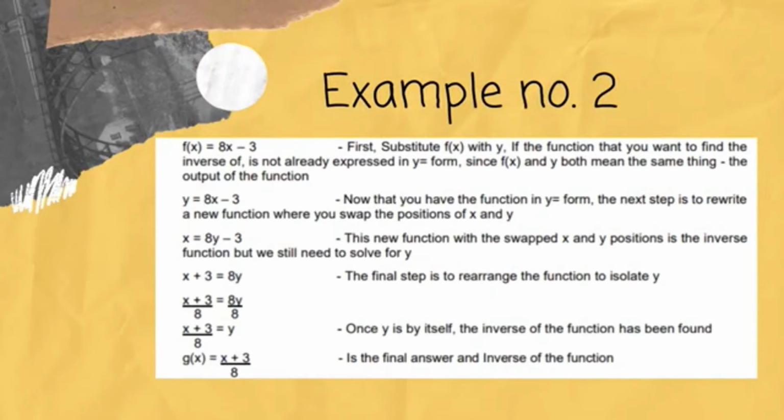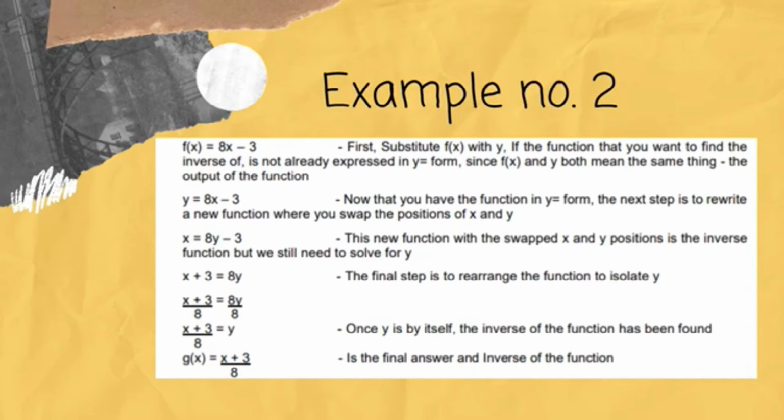Example number 2. f(x) equals 8x minus 3. To find its inverse function, first substitute f(x) with y. If the function that you want to find the inverse of is not already expressed in y equals form, since f(x) and y both mean the same thing, which is the output of the function, the equation will be y equals 8x minus 3.